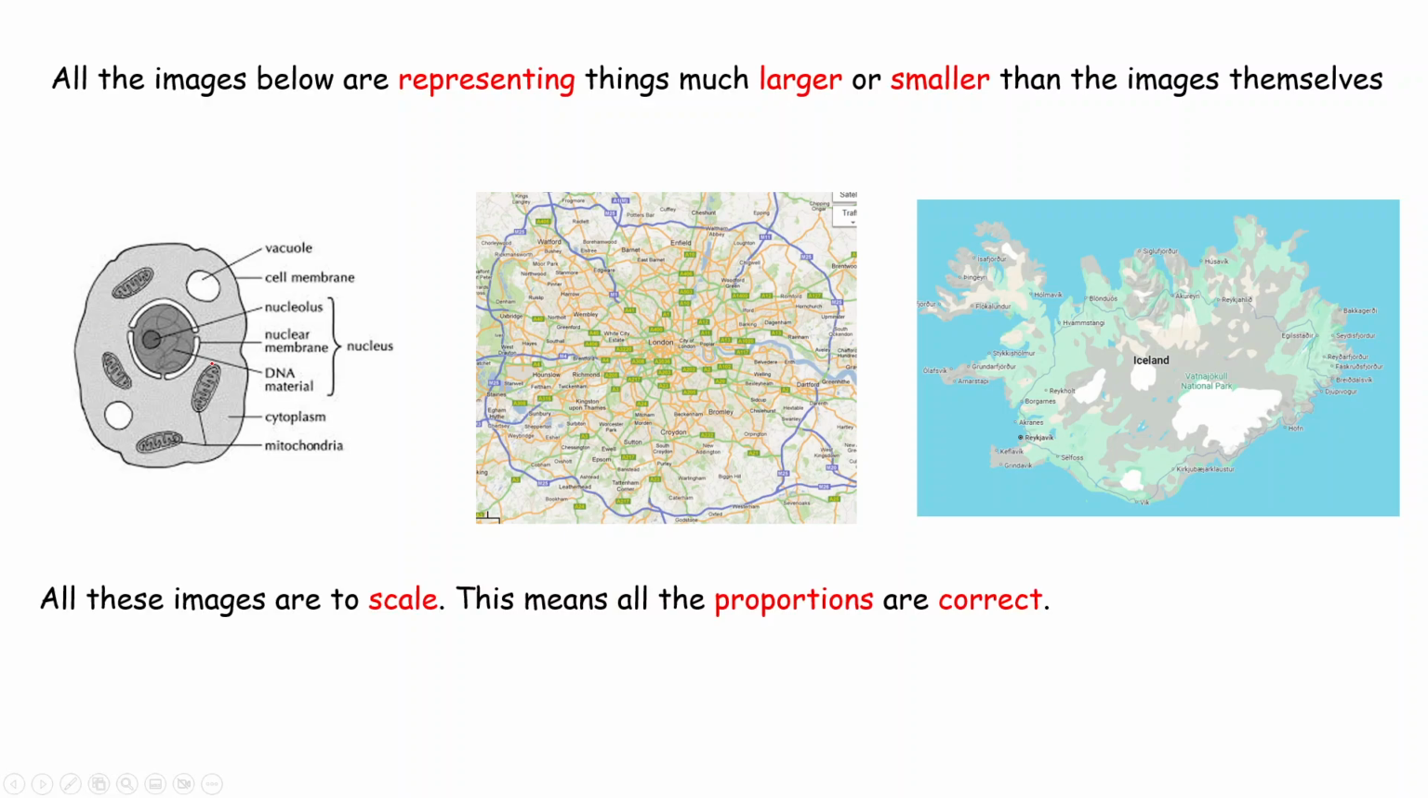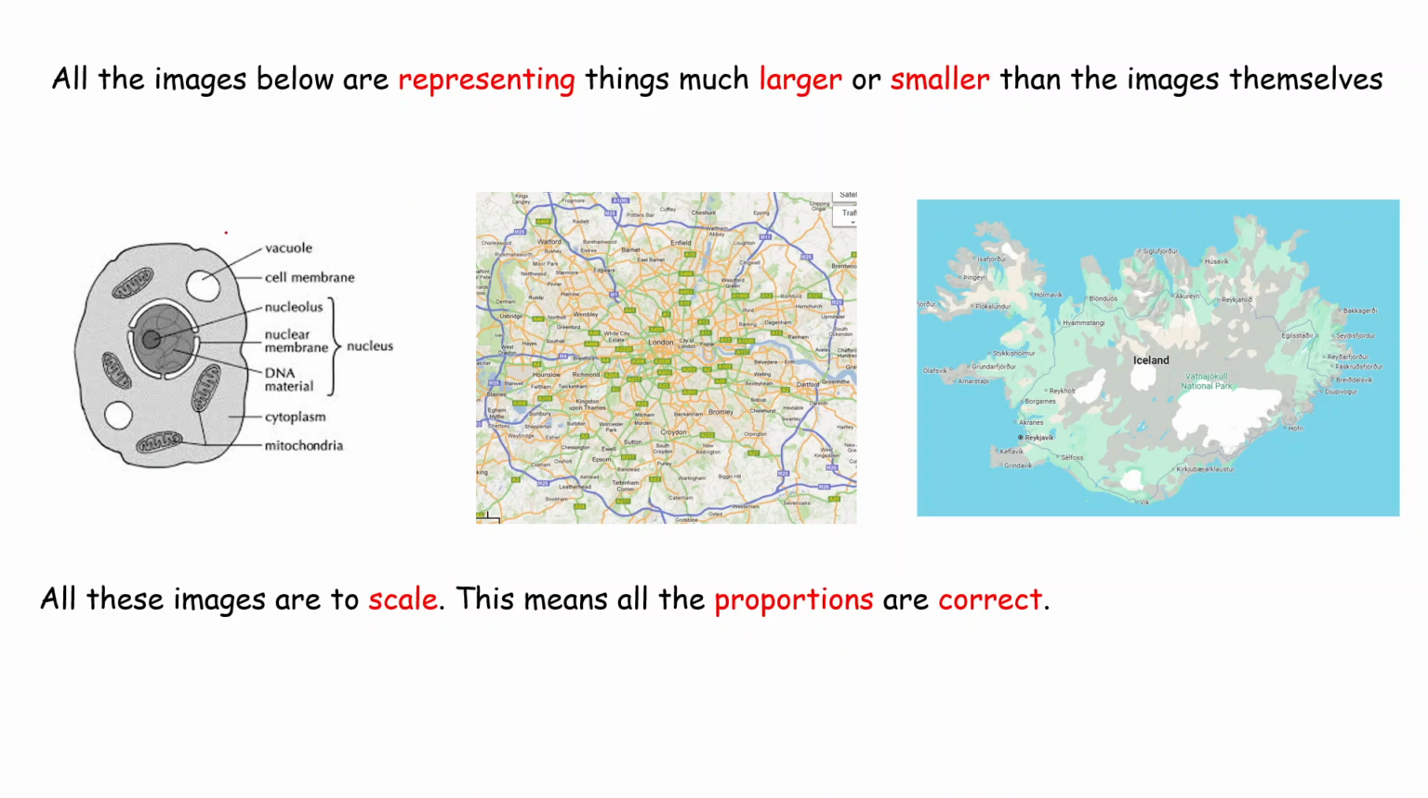And important about everything here is all of these images are to scale. So if we look at this cell here, let's look at this part here, the nucleus of the cell. In real life, compared to the mitochondria, these are in the correct proportions. The nucleus is this size compared to the mitochondria. It is to scale. The proportions are correct, and that's really, really important.